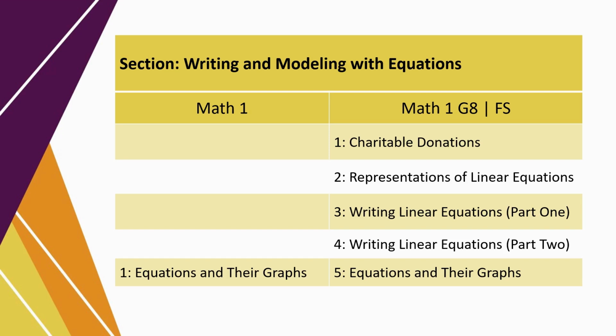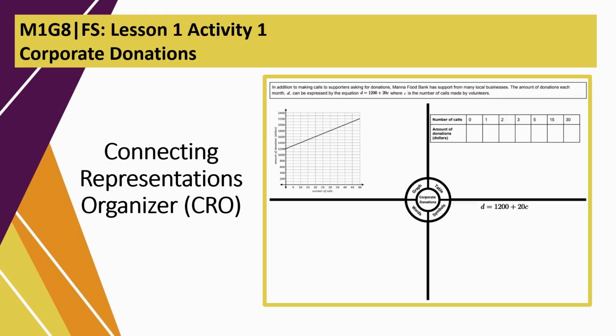Let's look at some of the strategies and representations used in these first lessons. As we do, you may want to pause the video to read the prompts and work the activities for yourself. This is Activity 1 of the very first lesson. Students are introduced to the Connecting Representations Organizer, also known as the CRO. The purpose of this organizer is to assist students in making connections between the 4 representations of linear relationships. It is intentionally placed within the first lesson's activities and will remain an optional tool for all students throughout the entire course.